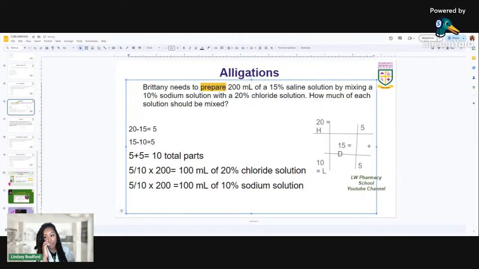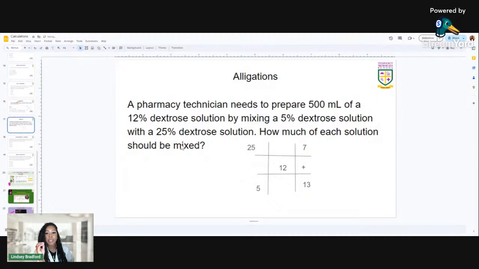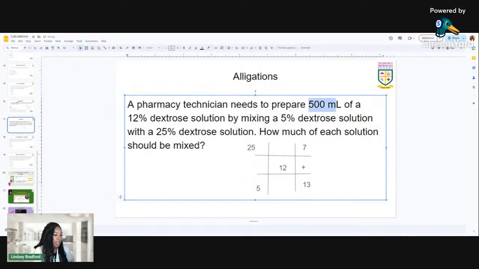We're going to do another one. This is going to be a quick, short video because I want to make sure that we are just focused on alligations, okay? Let's look at the next one. A pharmacy technician needs to prepare 500 milliliters. 500 milliliters is what the pharm tech needs to prepare. Let's go ahead and highlight that.